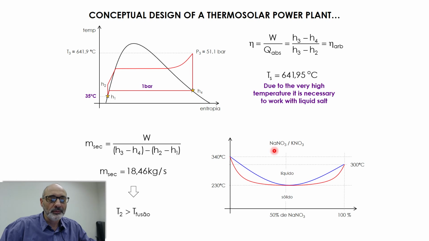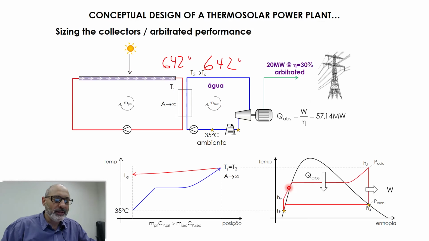I need to work at 641, which is well above 340 here, but I also have a problem of solidification, okay? I cannot afford, I'm going back some slides, I cannot afford to have temperature here lower than the solidification temperature of the salt. Why is this? Because if salt solidifies here, it's going to block completely the pipeline, okay? And you have to somehow heat all this piping in order to melt the salt in order for it to flow again to the primary.